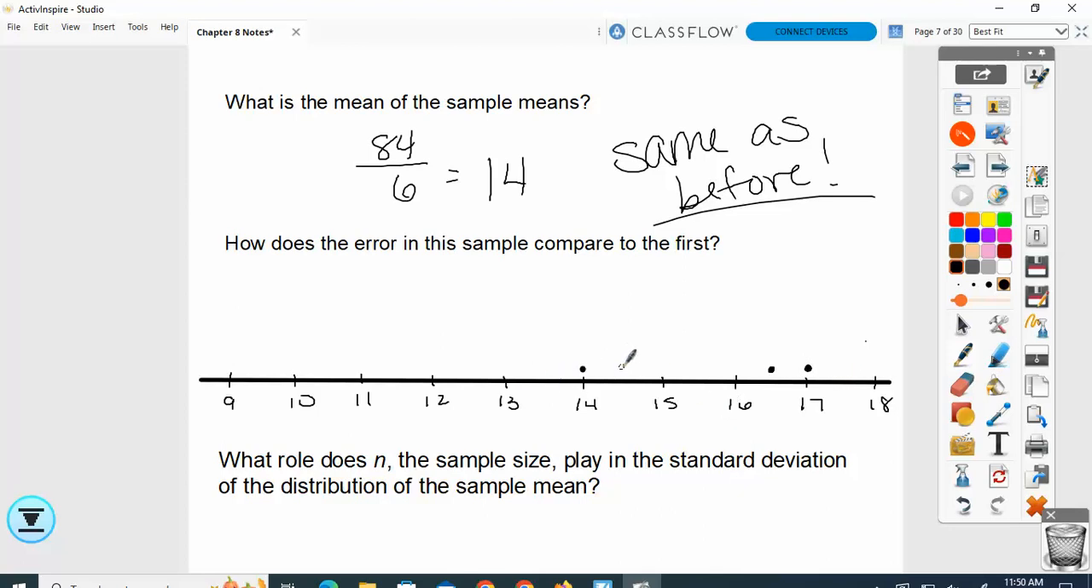Do you guys know what I'm plotting here? The Y bars, sample mean. So we got from the first one 14.5 twice. I'm just going to stack them. Just putting dots to represent each mean that we found in that first sample.